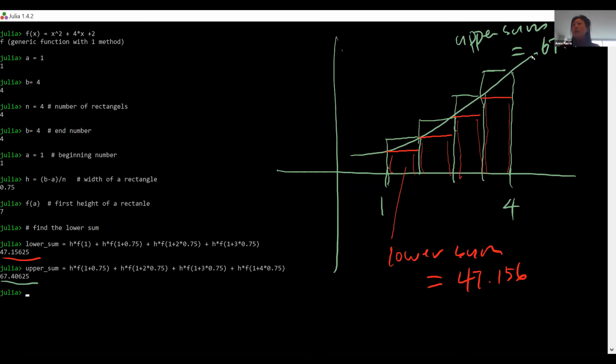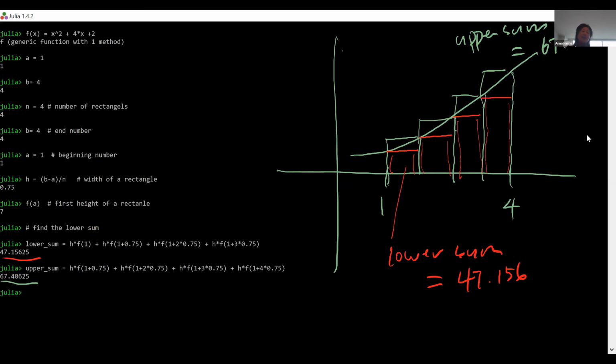All right, does everybody follow me? Okay, do you follow what I'm doing? Does anybody have any questions? So on your exam, when I ask you to find the area under the curve using rectangles, this is what you have to do.